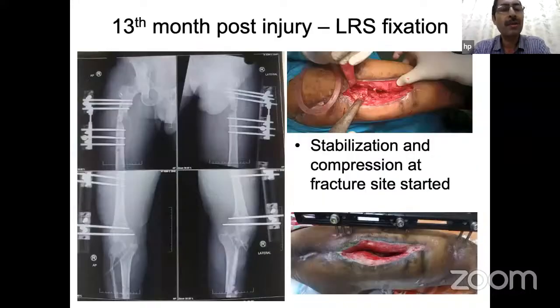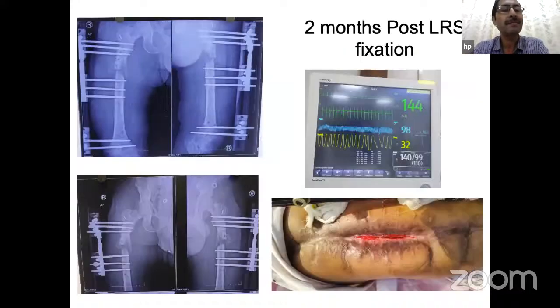After a month, when the patient recovered, we applied the LRS in the femur. We didn't touch the tibia. The knee was already stiff. So the infected fracture site was opened up. It was refreshened. LRS was applied and we can see that we were unable to close the wound primarily. So we kept it open for regular dressing.